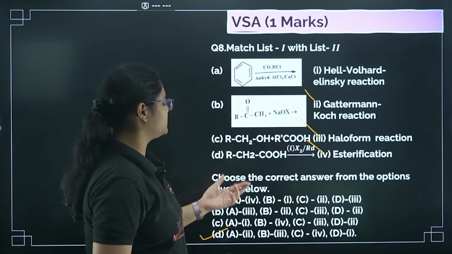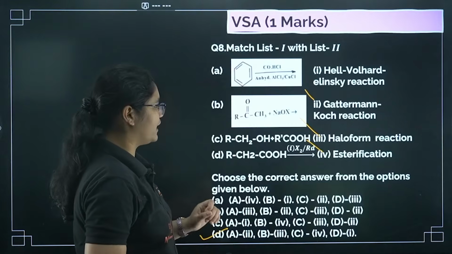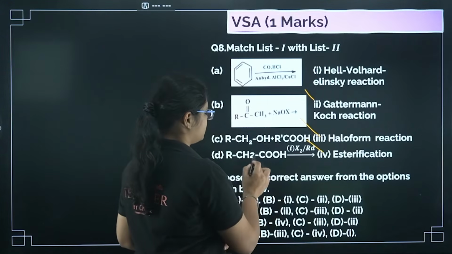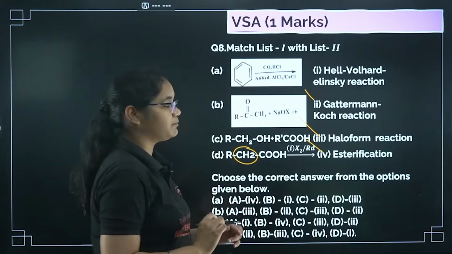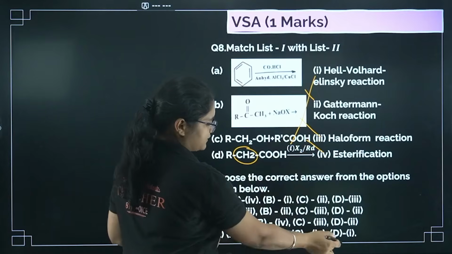Then you have this RCH2COOH with X2 and red phosphorus. So that is your Hell-Volhard-Zelinsky (HVZ) reaction where this alpha hydrogen will be replaced with the X group. So D will be 1. Okay, that is this one.